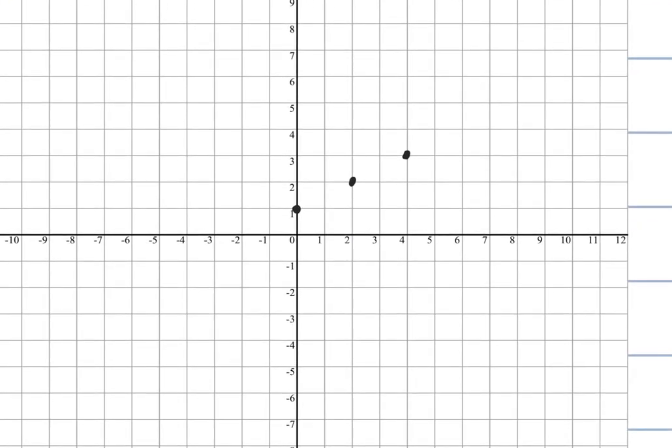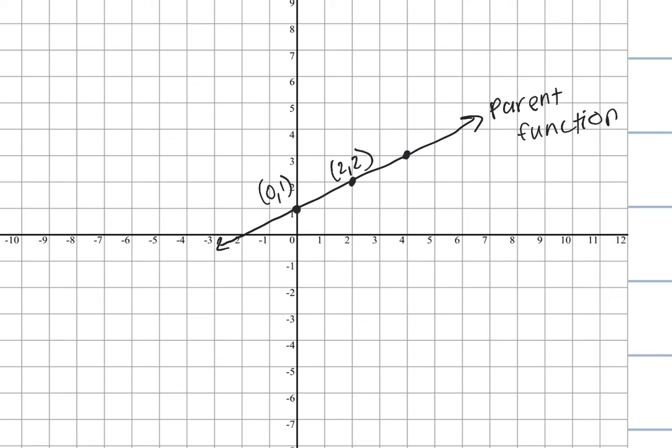So from here, we draw a line through these points. This is our parent function. Now, let's label these points. The first one's 0, 1. The second one is 2, 2. And the third one is 4, 3. Are we all good on getting the parent function down? Yes or no? Okay.